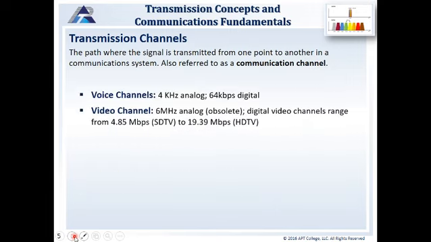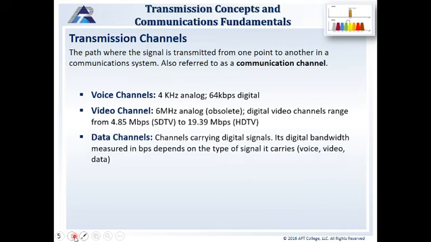Voice channels are 4 kilohertz for analog and 64 kilobits for your digital channels. Video channels are 6 megahertz, or were 6 megahertz. These are the older UHF, VHF television channels. We also have digital video channels ranging from 4.85 megabits for standard definition to 19.39 megabits for high definition television. And data channels. These are channels carrying a digital signal. Digital bandwidth is measured in bits per second and depends on the type of signal it carries. So it depends on whether it's carrying voice, video, or data.